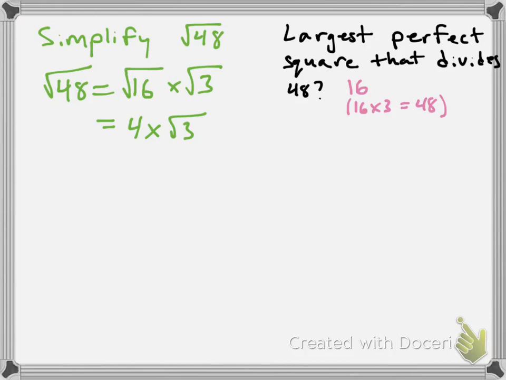And 4 times the square root of 3 is just 4 root 3. So we took the square root of 48 and wrote it as a mixed radical, 4 root 3, by asking ourselves what's the largest perfect square that divides 48. It was 16, and we know that 16 times 3 is 48. So we write the square root of 48 as the square root of 16 times the square root of 3. The square root of 16 is 4, so that gives us 4 root 3. This is how to simplify radicals. Take care.